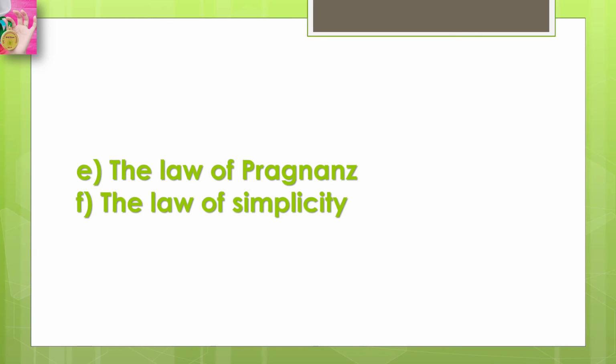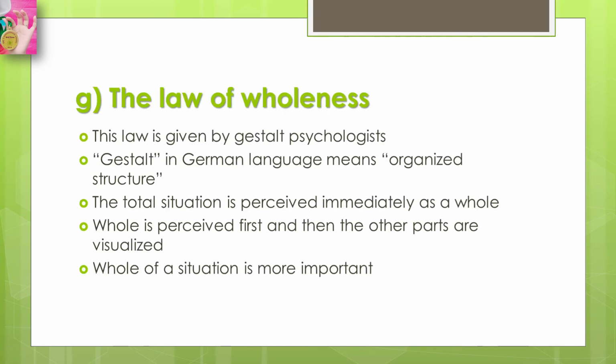Now the next law is the law of wholeness. This law states that the total situation is perceived immediately as a whole. This law of wholeness was given by Gestalt psychologists. Gestalt in the German language implies an organized structure. So according to this law, the whole is perceived first in perception, and then the other parts are visualized. So the whole of a situation is more important.